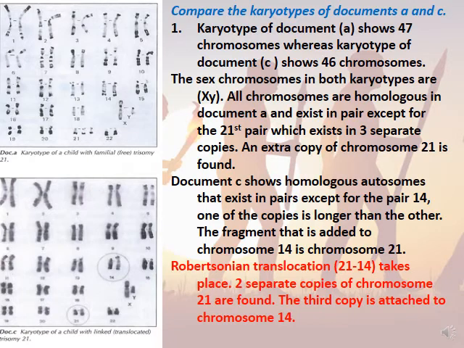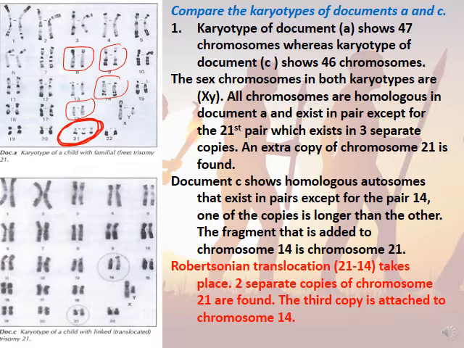And they exist in pairs, and all of them have the same shape. 9 had the same shape, 10, 8, 14, 18, except for 21. What happens in chromosome number 21? We have 3 separate copies, so we have an extra copy of chromosome number 21.